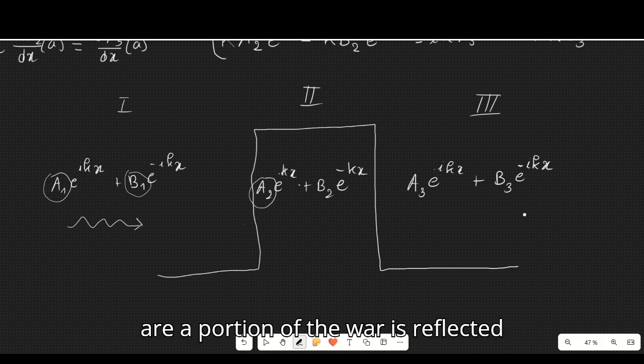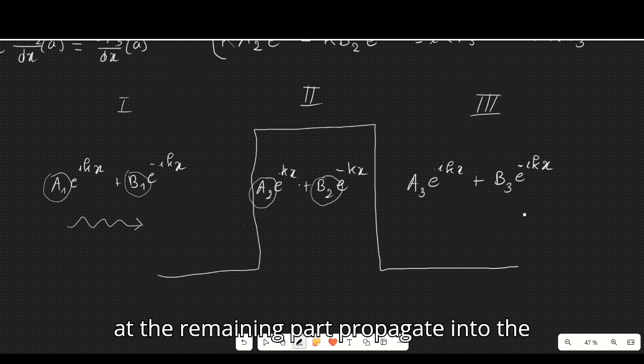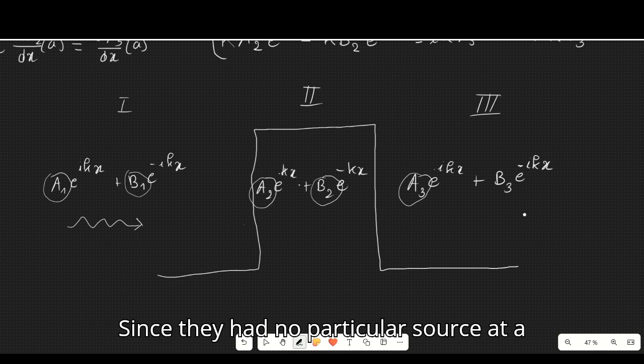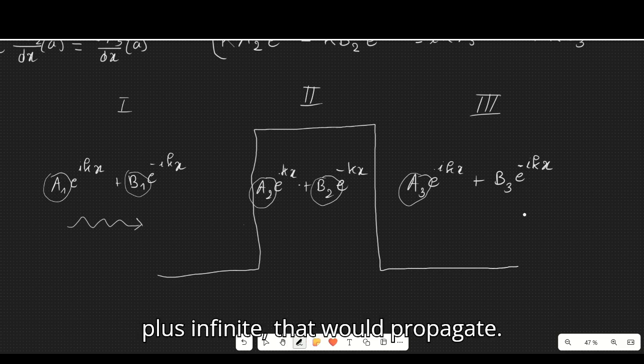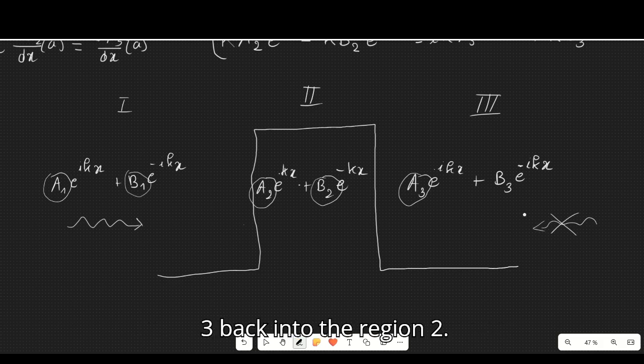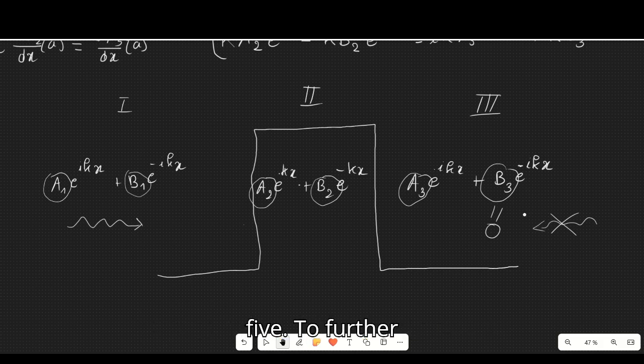A portion of the wave is reflected at the exit of region 2, corresponding to the coefficient b2. The remaining part propagates into region 3 as a3. Since there is no particle source at plus infinity that would propagate from region 3 back into region 2, we set b3 equal to 0. So this reduces the number of unknowns to 5.